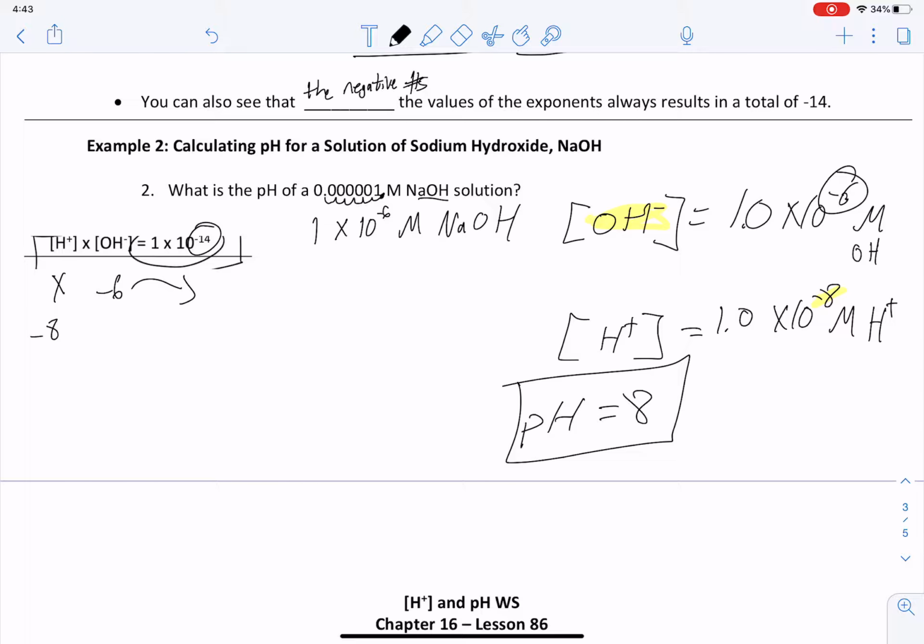Okay, so this is a fairly basic solution. It's not too basic. It's a weak base, we would say. And that would follow suit, right? Because this number is really small, so there's not that many bases in the solution to make it basic. And that was the last example for this.